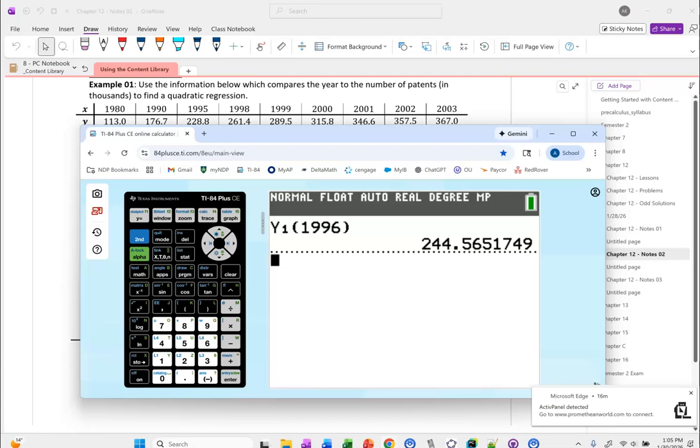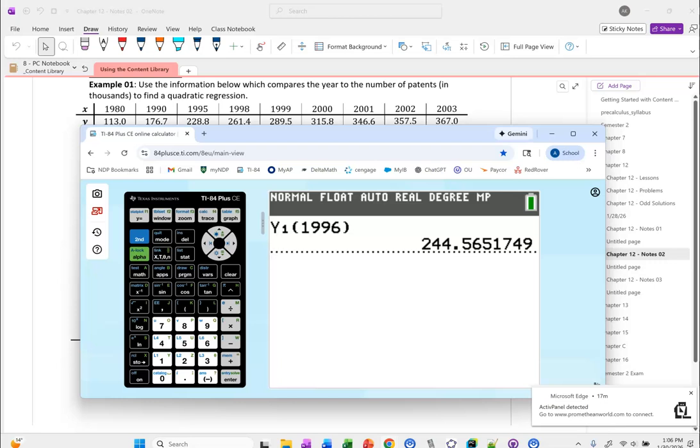On the test, would you want us to type in 244 point decimals, or would you want us to type 244,000? It depends on what the question asks for, right? If it asks for the number of patents in thousands, then 244.5 or 0.6 would be appropriate. If it asks for the total number of patents, then you'd want to write 244,565. So it just depends on the direction, what it asks for.